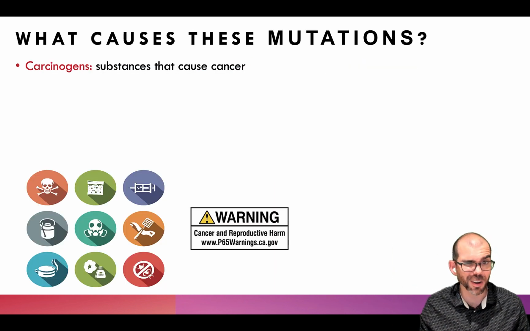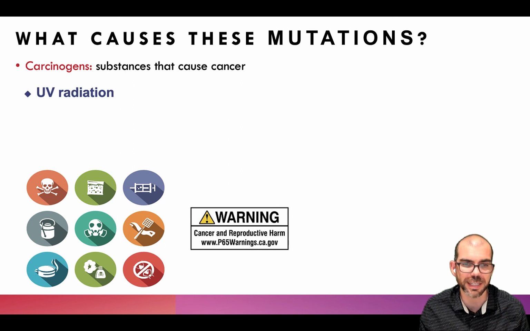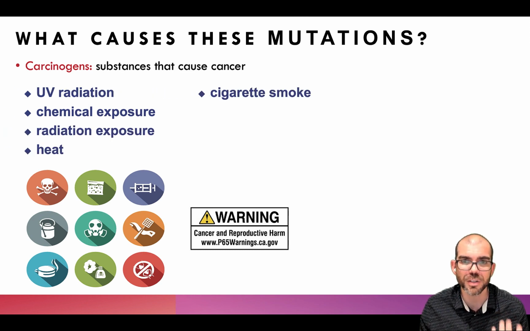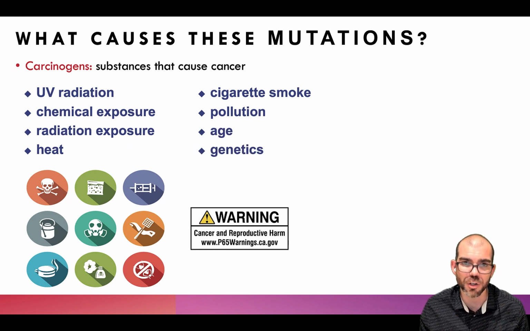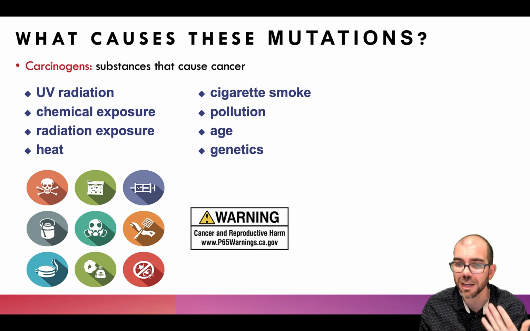So what's causing all of these mutations? Well, any substance that causes cancer we refer to as a carcinogen. It's just any substance that can cause these mutations that lead to cancer. These things include UV radiation, chemical exposure, radiation exposure, heat, cigarette smoke, or any drug for that matter, pollution, and age, and genetics. You can have a genetic predisposition for more likely being one who would develop these mutations.